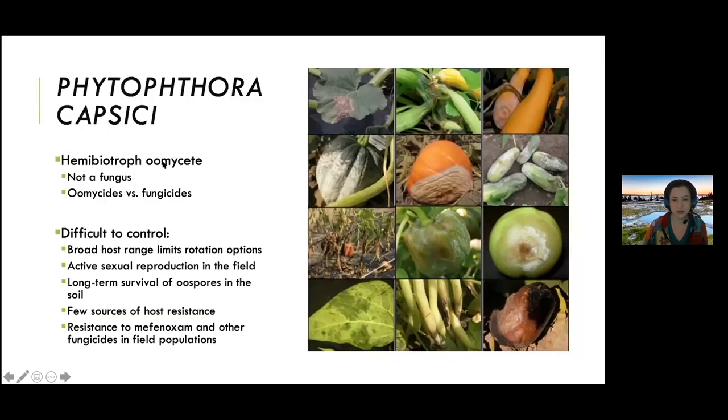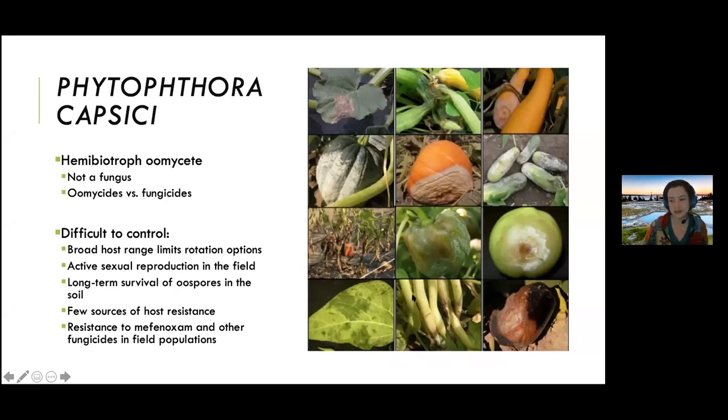So this is a pathogen that really likes water. Another important thing to note is that products that are really good for fungi are not necessarily good for oomycetes. It's just that calling things oomycetes is too complicated, so we just clump them all in the word fungicides, but different modes of action are effective for oomycetes. So it's going to be important later when we talk about chemical control.